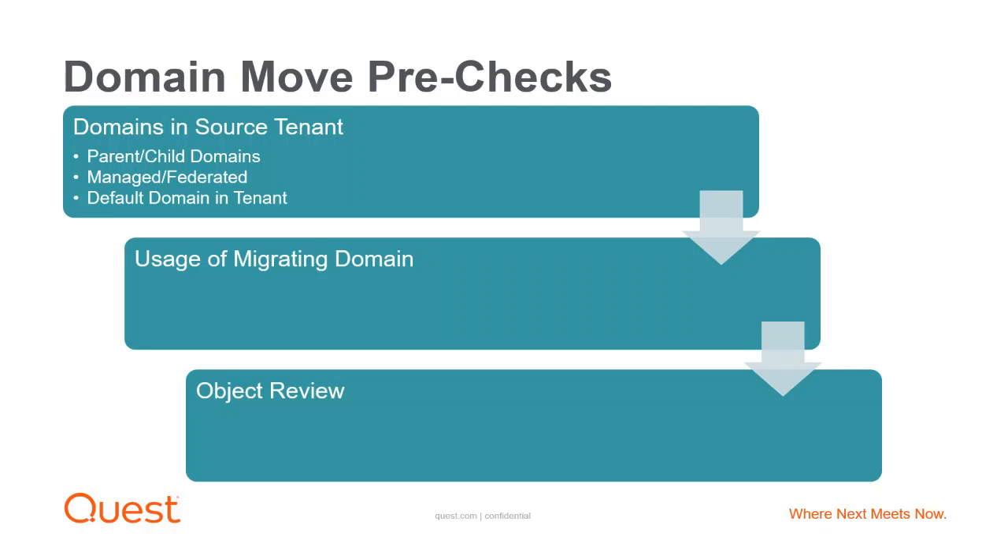Based on the results of these checks, you may need to add tasks to your project plan. For instance, if there are parent-child relationships, you will want to move the child domains first and then the parent domain afterwards. If any of the domains are federated, you will need to convert them to managed domains prior to performing their domain move. Also ensure that the domain being moved is not currently set as the default domain in the source tenant.